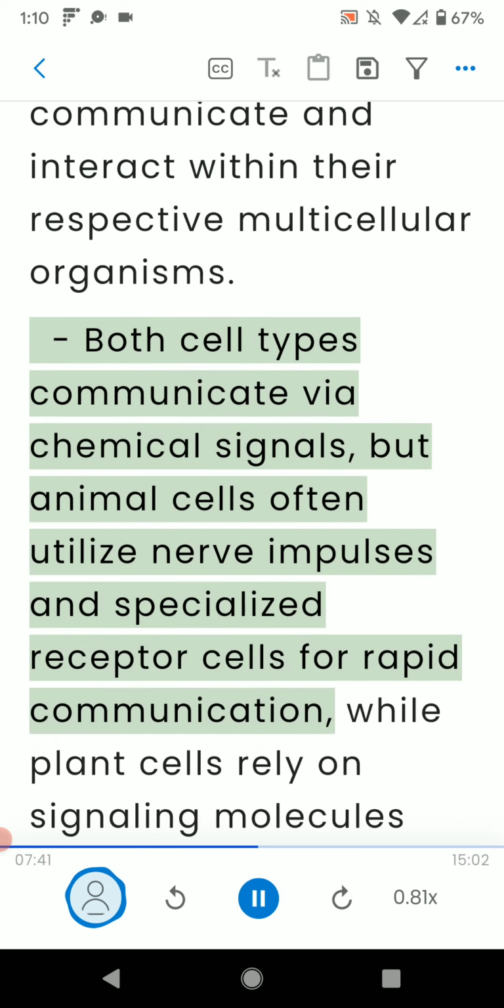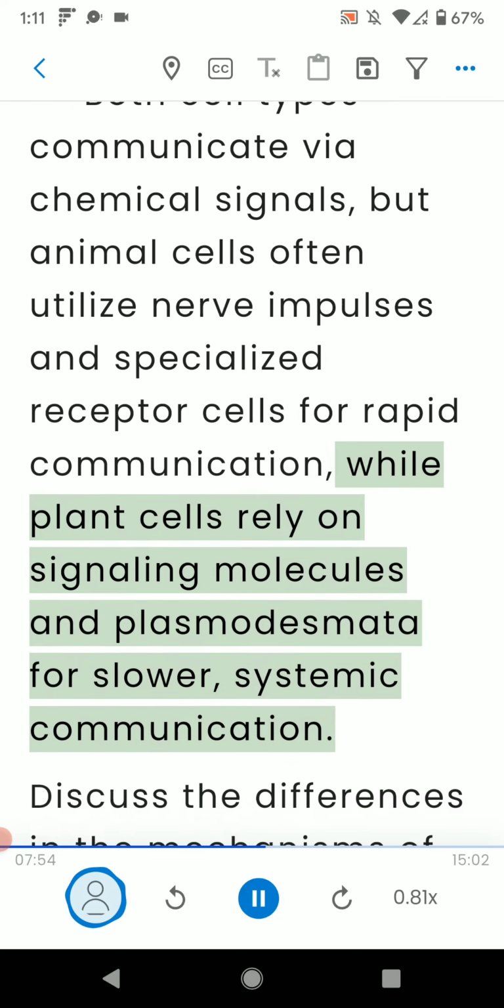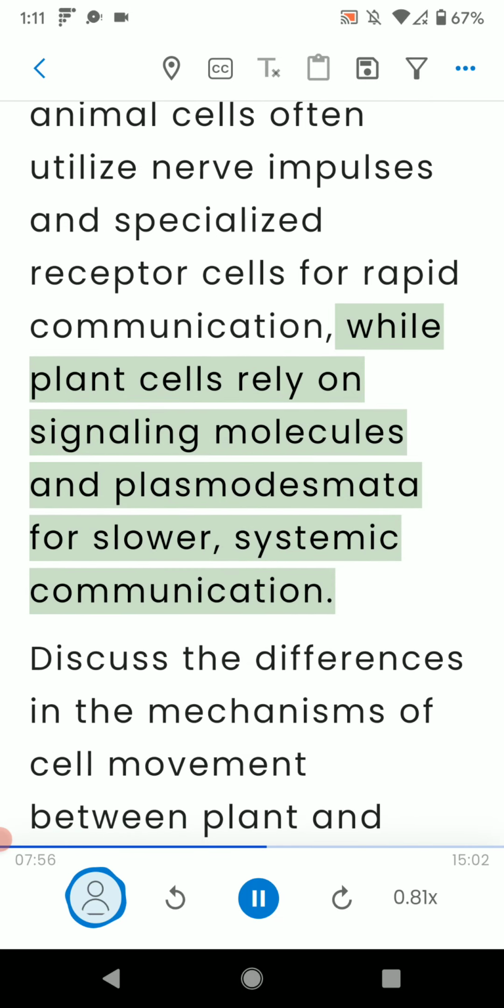Both cell types communicate via chemical signals, but animal cells often utilize nerve impulses and specialized receptor cells for rapid communication, while plant cells rely on signaling molecules and plasmodesmata for slower, systemic communication.